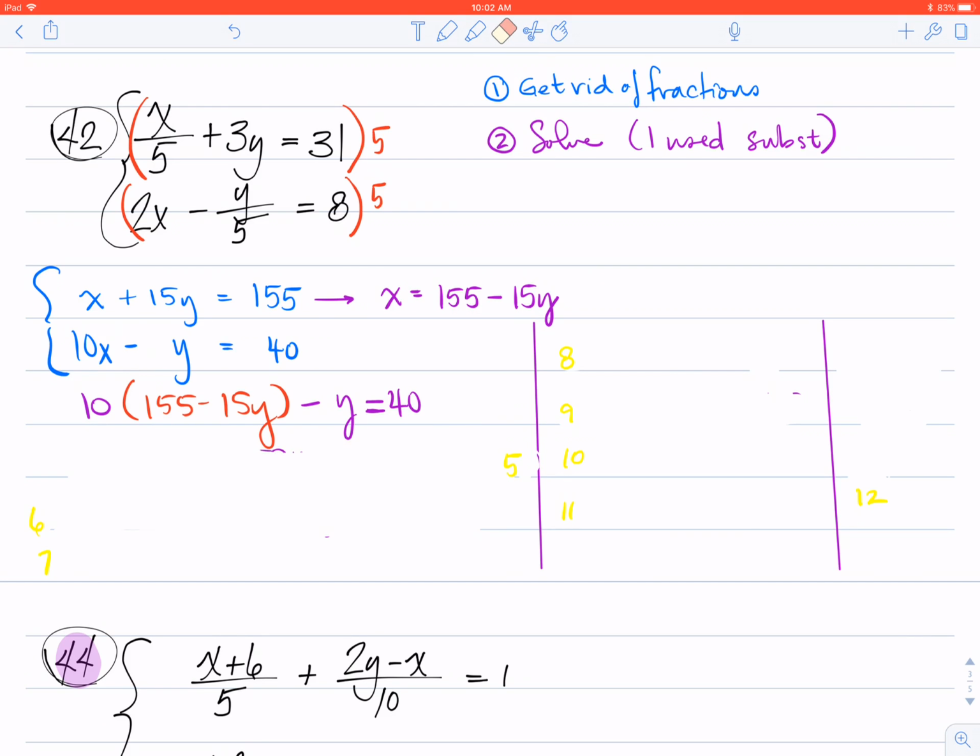So I have distribution on this. And then I'm going to combine my like terms. And then I can get my y by itself. So y is equal to 10.